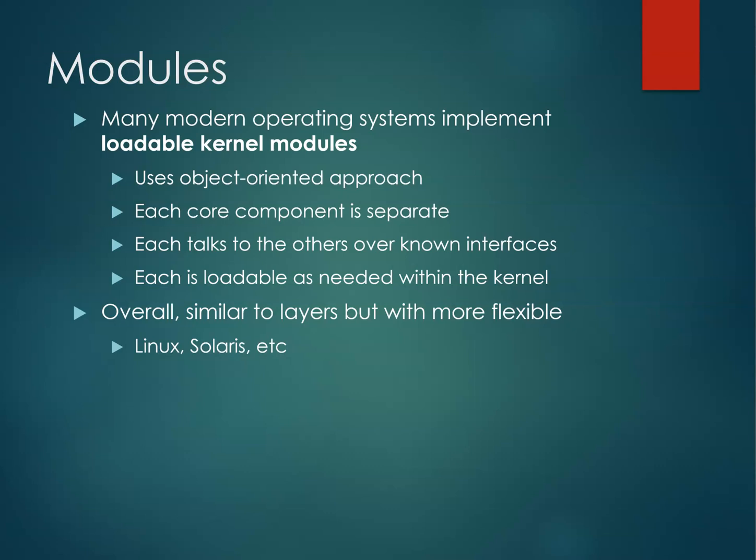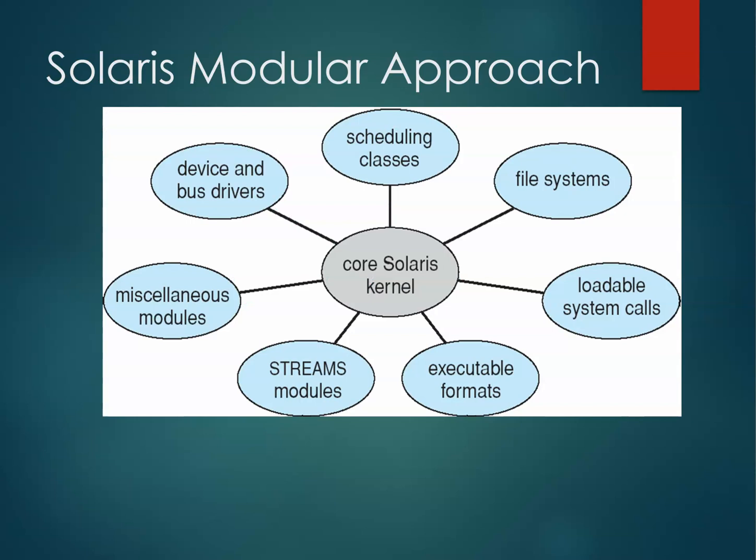Many modern OSs implement loadable kernel modules. That's more of an object-oriented approach. Each core component is separate, and each talks to the others over known interfaces, and is loadable as needed. It's similar to layers, but it's more flexible. Here's an example of Solaris.